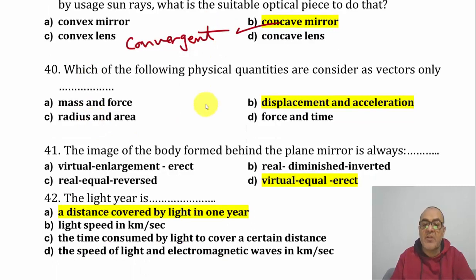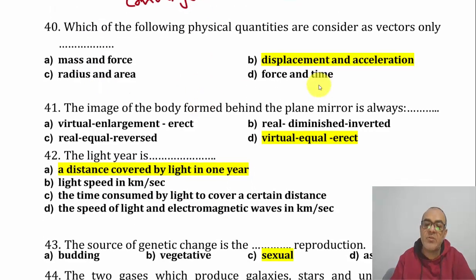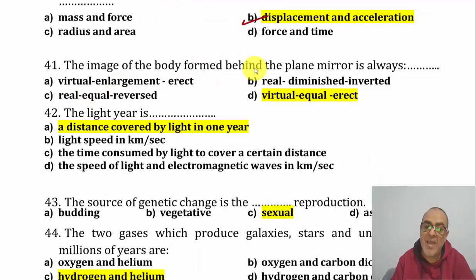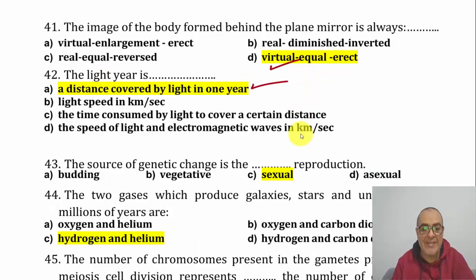Which of the following physical quantities are considered a vector? Vector means displacement and acceleration. The image of the body formed behind the mirror is called virtual, equal, and erect. The light year is the distance covered by light in one year.